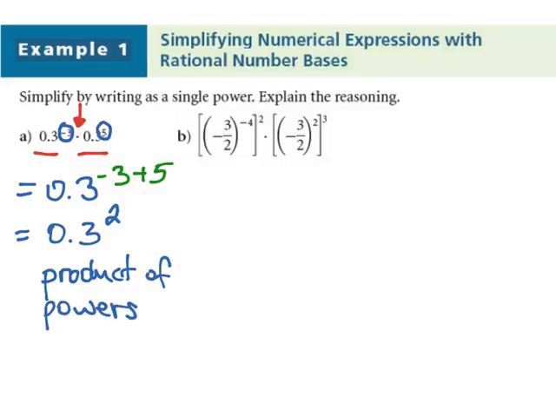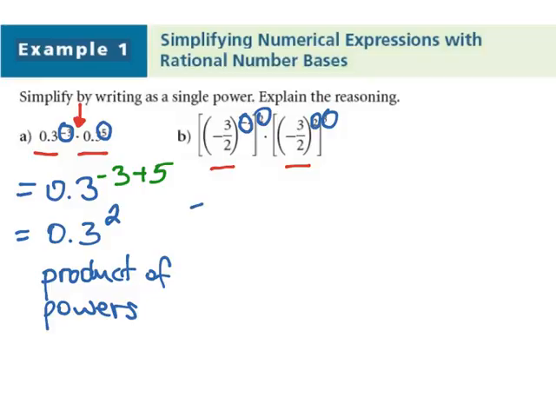Let's take a look at question B. We're going to use the same idea. We're going to recognize the bases. And the bases in this case are negative 3 divided by 2. Then we have to recognize what their exponents are. So we have negative 4, 2, and 2, and 3. Since we have a power of a power, we're going to use power of powers.